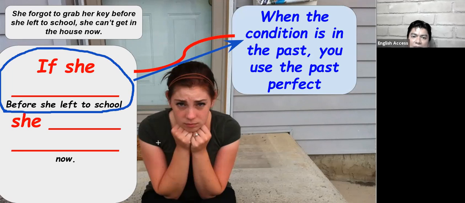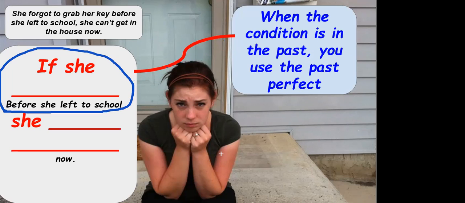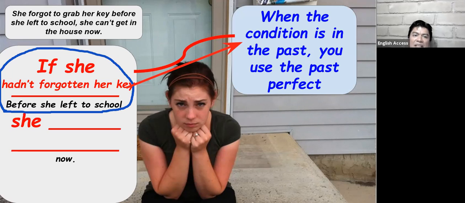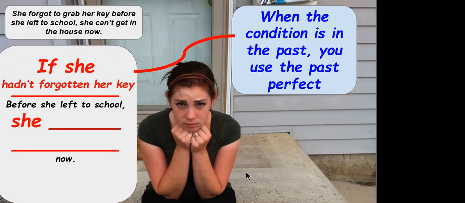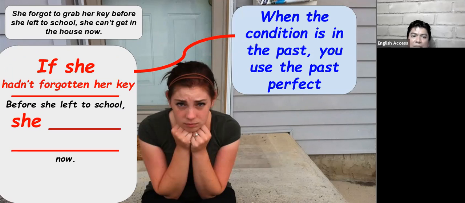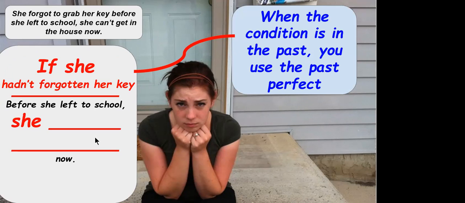Fernanda, can you read? When the condition is in the past, you use the past perfect. If she had taken the keys. Good. Or if she hadn't forgotten her key before she left to school. Now all of that is in the past, right? Yes, Coral?